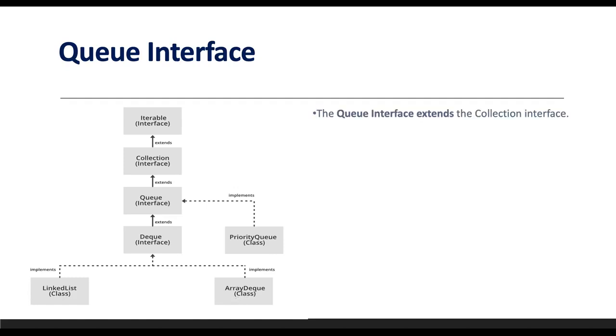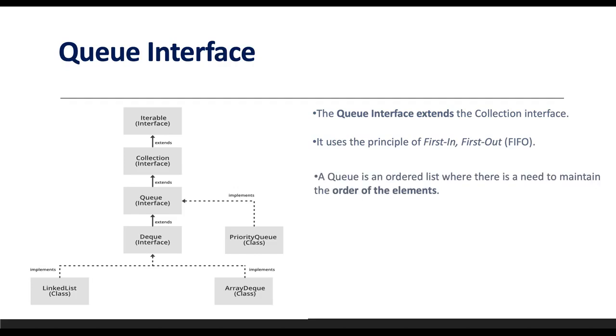The queue interface extends the collection interface, as part of the hierarchy. It uses the principle of first in first out. Like we have seen with the stack class in our previous video, that works on the principle of last in first out, but the queue interface works on the principle of first in first out. So for the elements that we insert inside the queue, when you get an element, it returns the first element inserted into the queue.